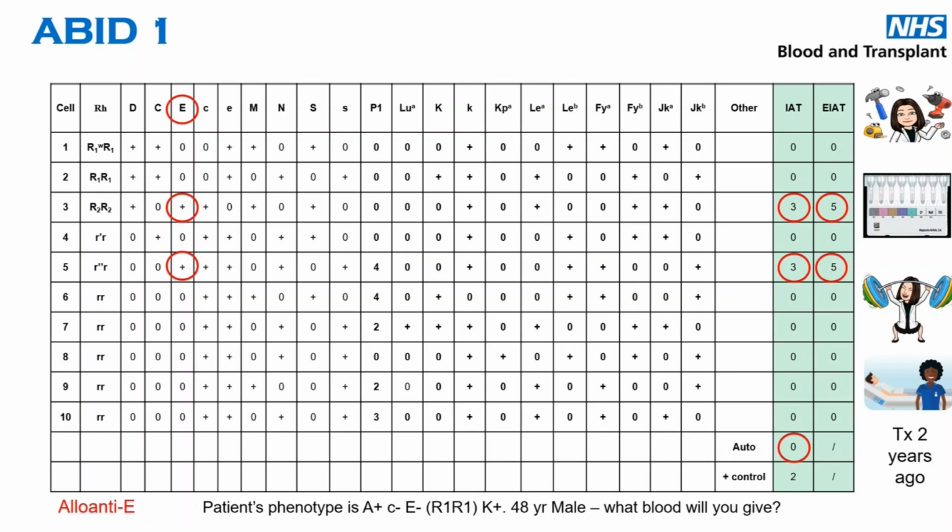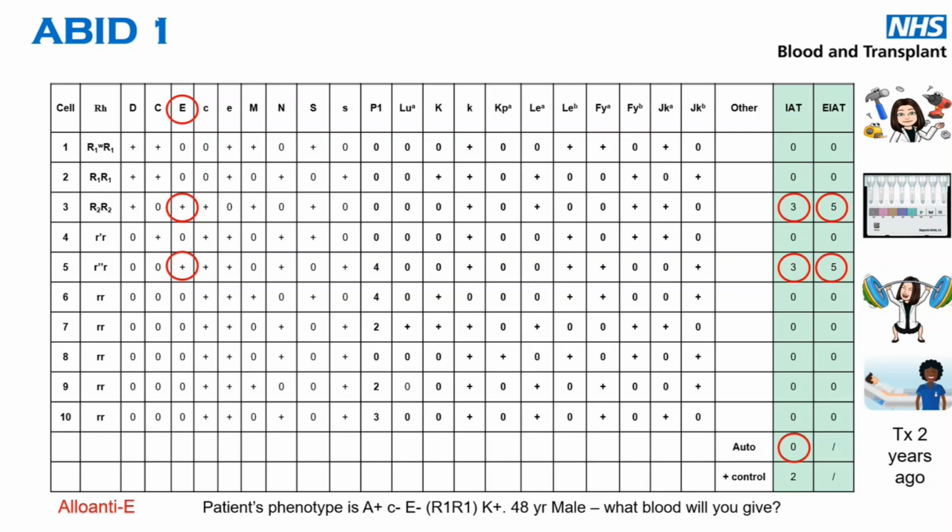Or it was negative, but still important to know your patient's transfusion history. And this patient was transfused 2 years ago. But you still need to know what kind of patient this is. Are they pregnant? Do they need an antibody titration or anything like that? It's looking like an alloantibody big E. We need to know the patient's phenotype. It's a 48-year-old male, and the phenotype is A pos, little c neg, big E neg, which is an R1, R1, and the K pos.